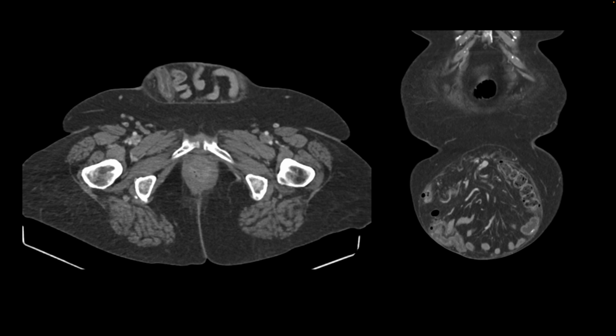Here's our next patient. Very interesting finding. They presented with abdominal pain, and a CT of the abdomen and pelvis was performed with IV contrast. And here we see that they have this very large abdominal wall hernia, and the hernia contains large bowel loops, it contains small bowel loops, and the interesting finding is right here.